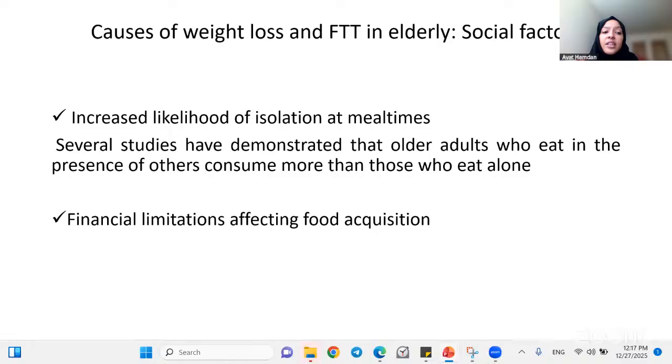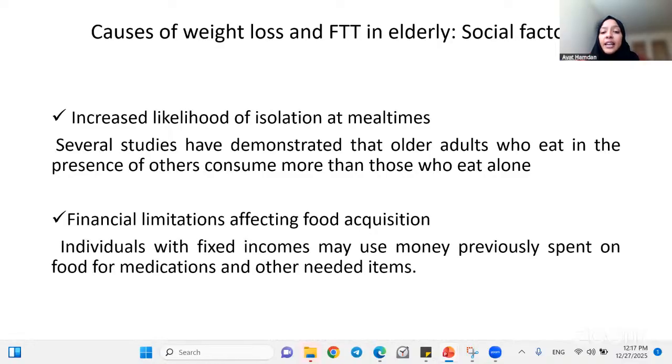The other factor is the financial burden. Some adults have a fixed income, and with this fixed income, they would rather spend it buying their medication or paying some bills than focusing on getting healthy food, increasing their fruits and vegetables, and eating a balanced meal.